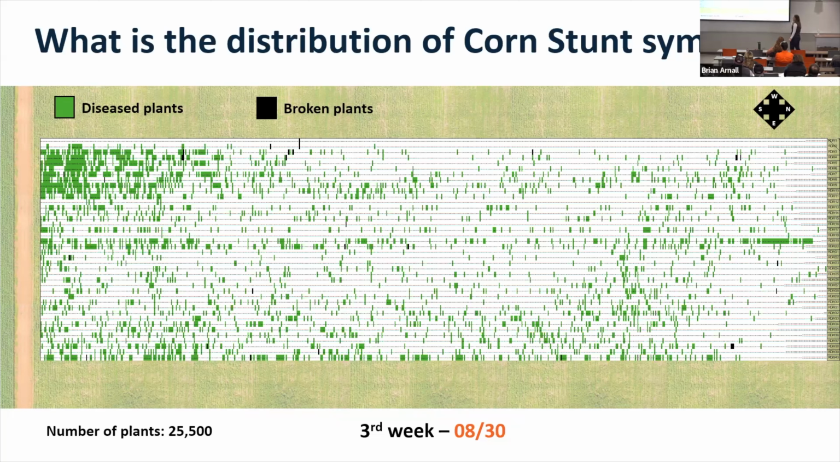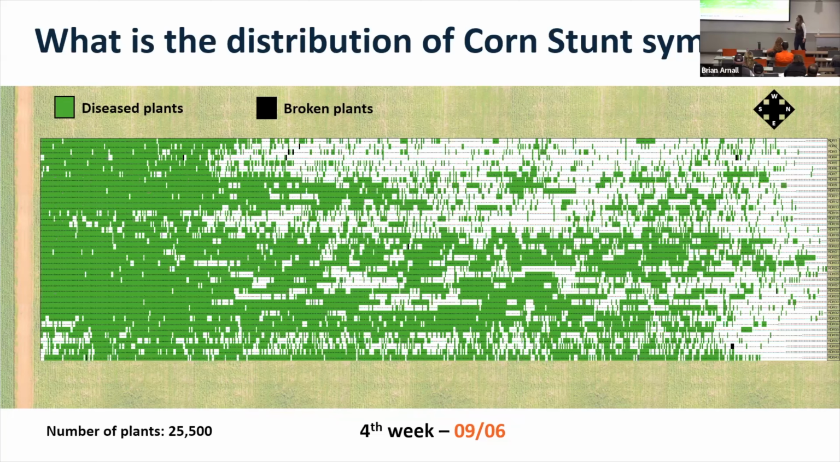This is the result for the third week. We're like, okay, this is increasing. We don't know how much, but this is increasing. So we can see a lot of green being marked here, showing that they have the symptoms of the disease. And this is our fourth week. In the fourth week, you can see that almost all the field was showing symptoms of corn stunt.